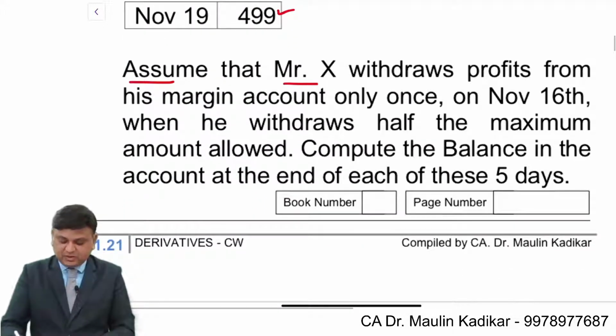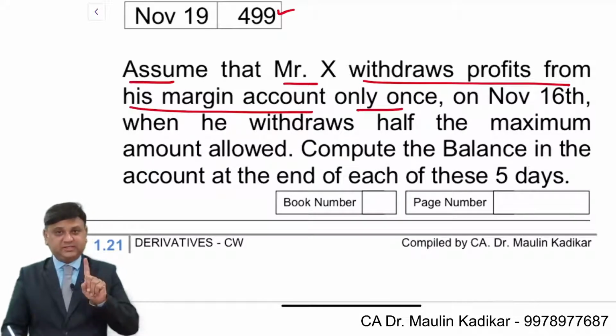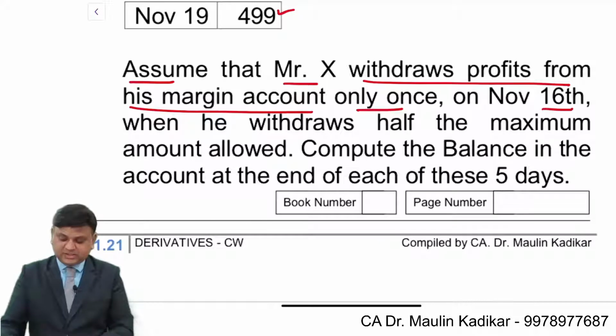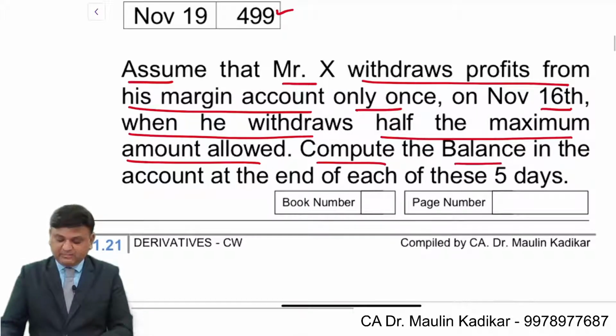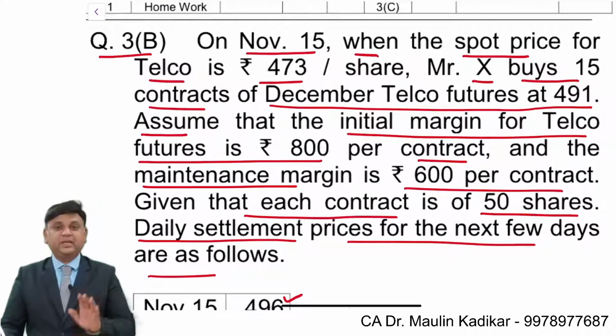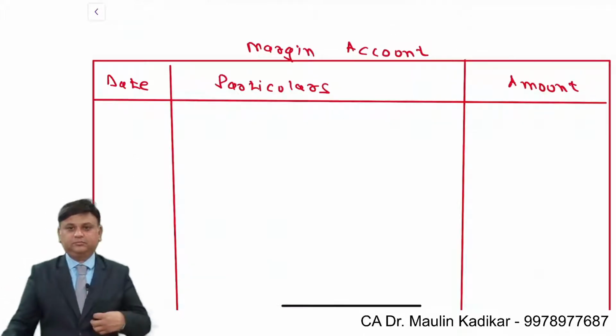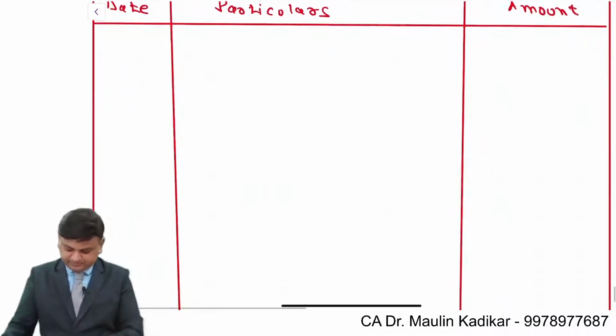Assume Mr. X withdraws profit from his margin account only once, on 16th of November, when he withdraws half the maximum amount allowed. Compute the balance in the account at the end of each of these 5 days. That is the question. Everybody please go through the question. Everybody is requested to pay attention, don't write anything.